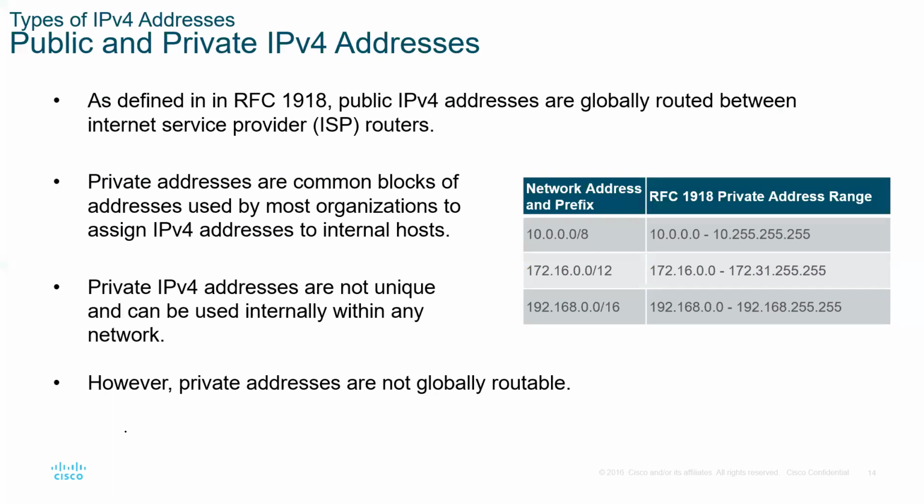Types of IPv4 addresses. Public addresses are globally routed between internet service providers, ISPs. Private addresses are common blocks used by organizations to assign internal hosts. Private are not unique. Private are not globally routable. Very important to understand what is a public address and what is a private address.